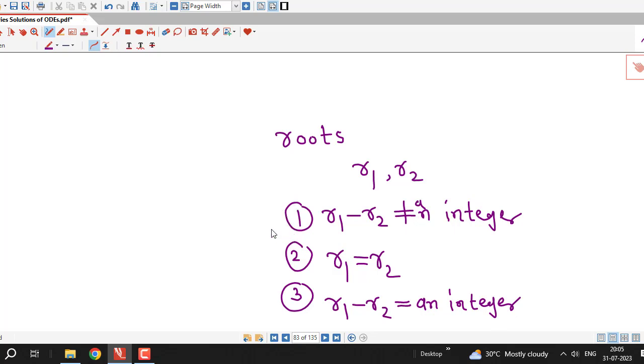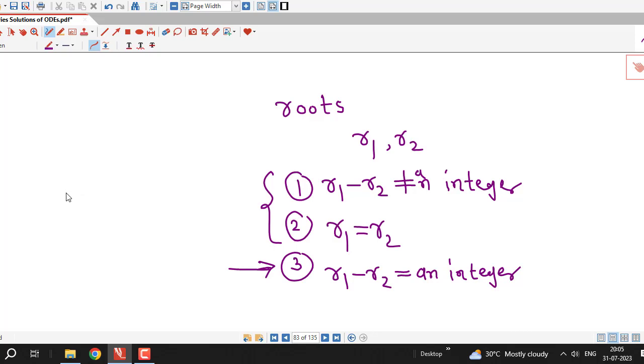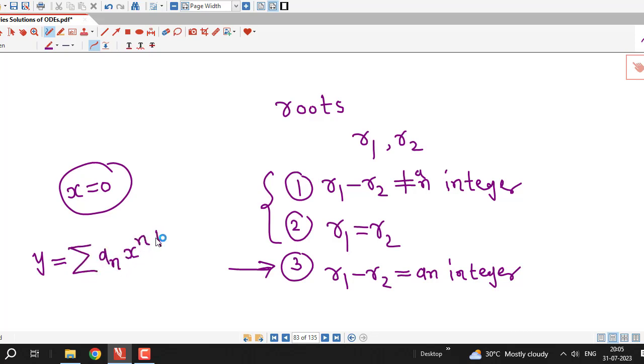We have seen the earlier two cases in the previous 2 lectures, and today we are going to discuss this last case, that the roots of the indicial equation differ by an integer. And we know that if we have a regular singular point, suppose x equal to 0 is a regular singular point of the given differential equation, then at least one solution is always in this form: sigma an x raised to n plus r, n equal to 0 to infinity.